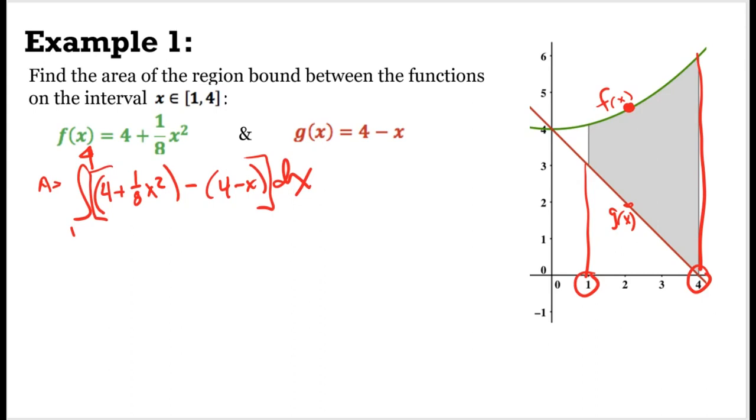And now we can simplify the algebra here. We can say that area is equal to the definite integral from 1 to 4. And if we combine like terms and distribute our negative, we're left with 1/8 x squared plus x. And now we can integrate.